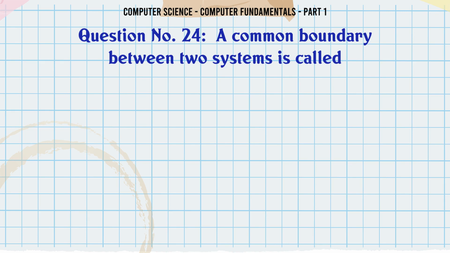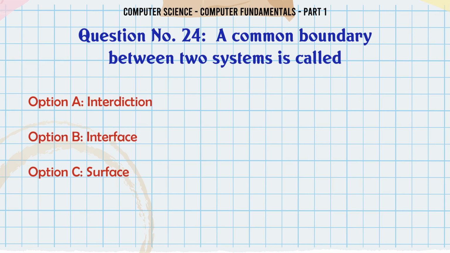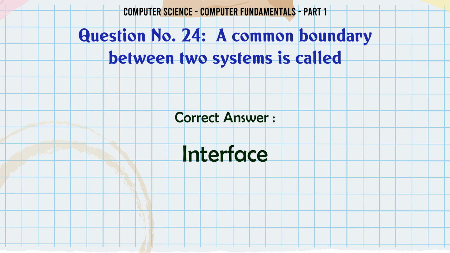A common boundary between two systems is called A. Interdiction. B. Interface. C. Surface. D. None of the above. The correct answer is interface.